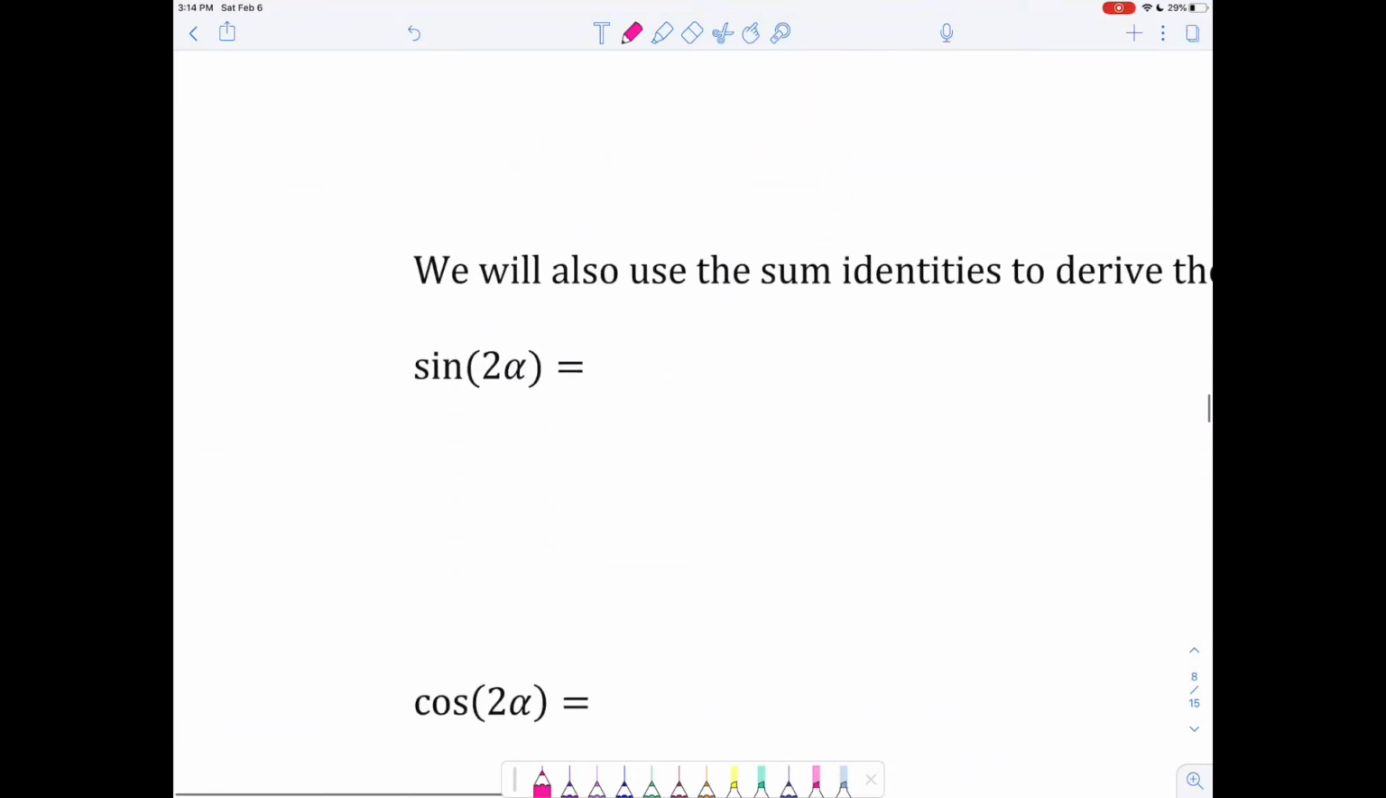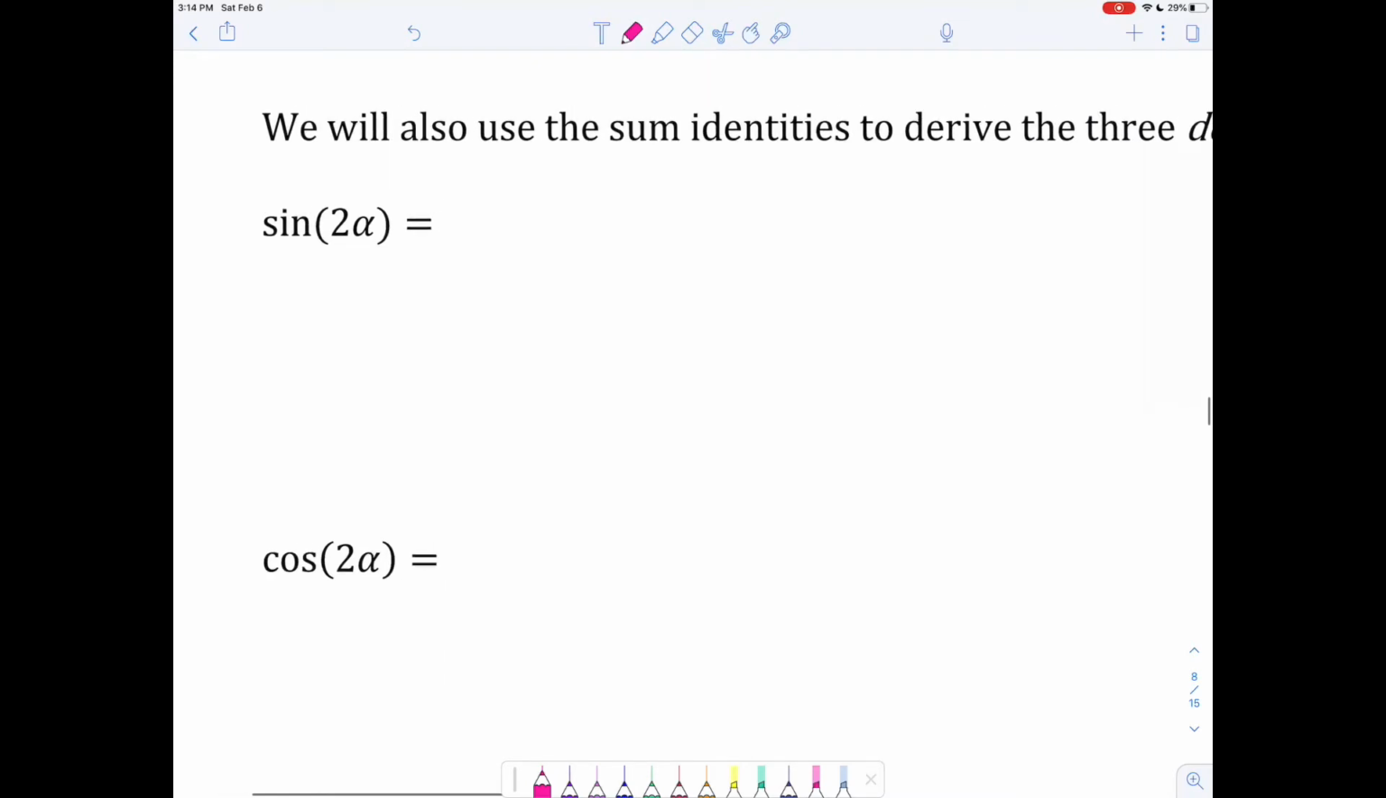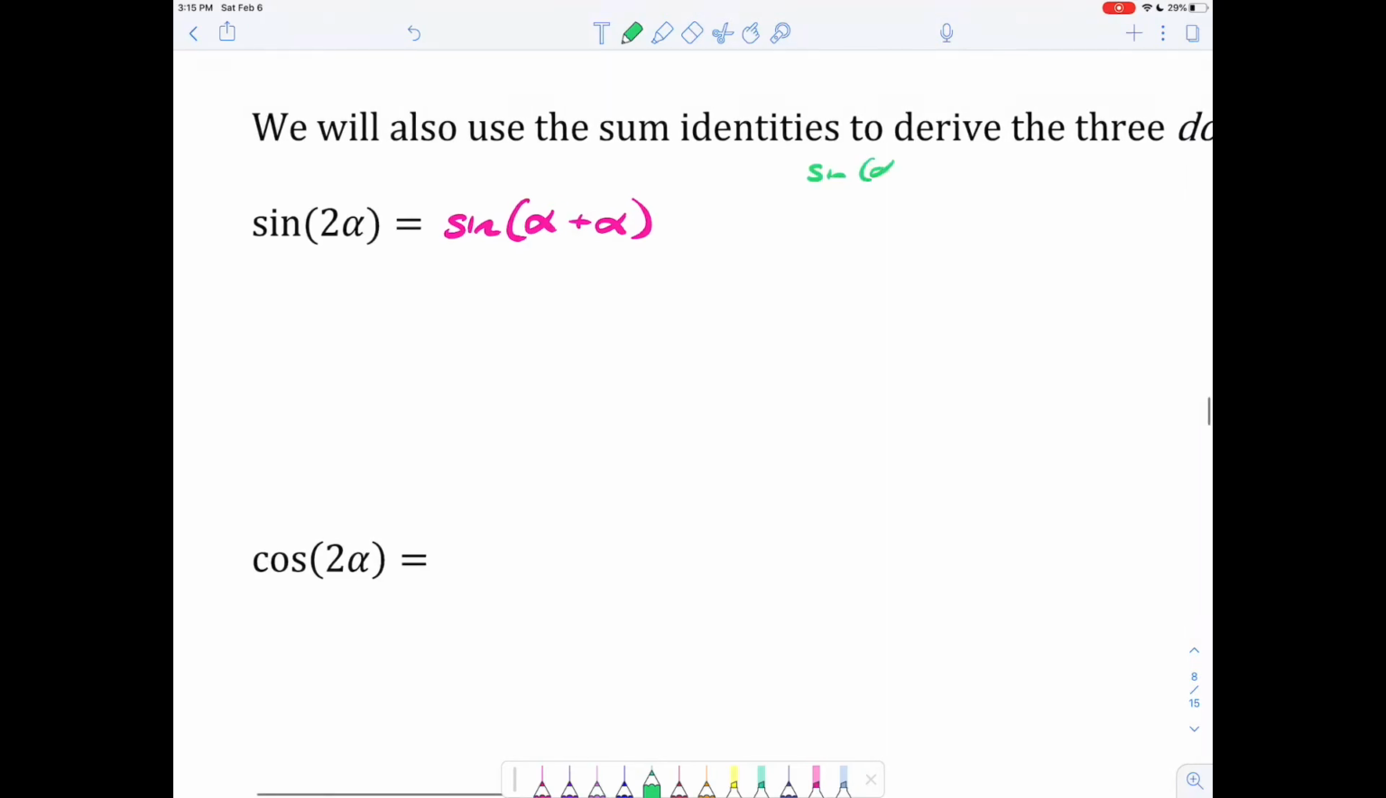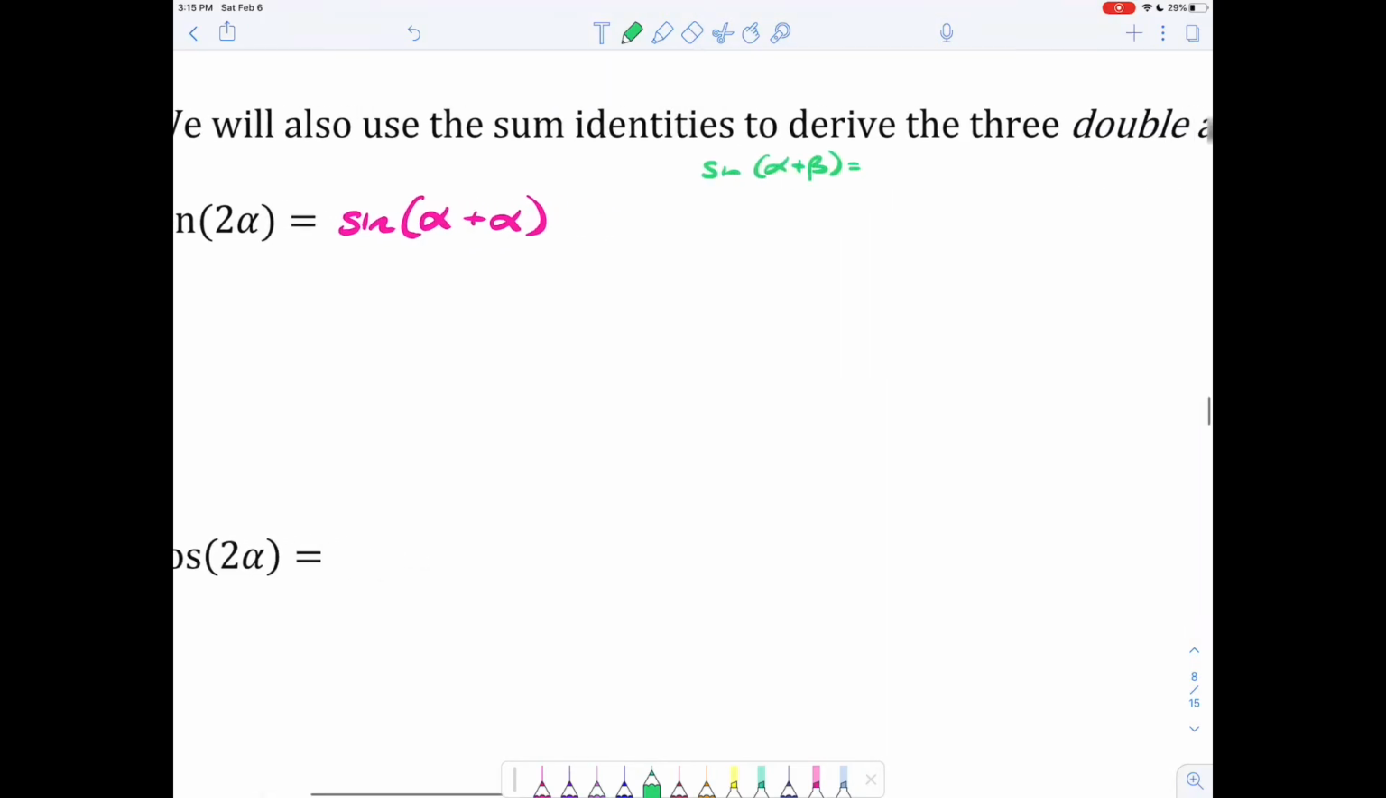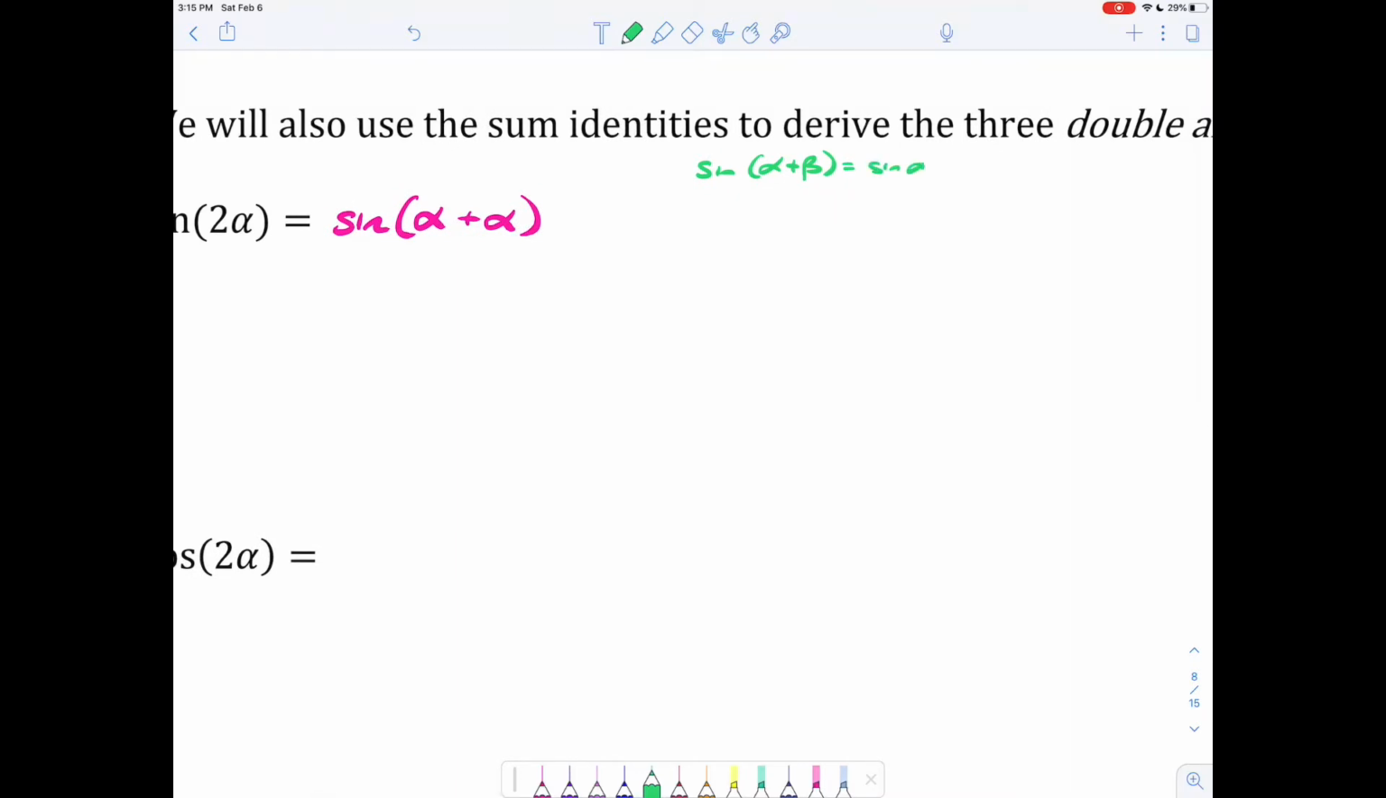So with these double angle identities, that's where we have two of the same angle, we're going to express them as sums. I'll express this one as the sine of alpha plus alpha. And now I can use the fact that sine of alpha plus beta has its own formula.